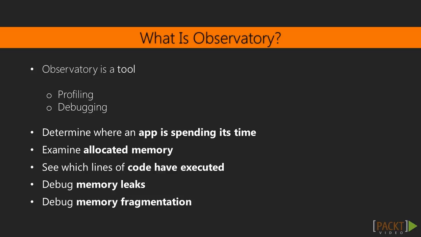A memory leak is a type of resource leak that occurs when a computer program incorrectly manages memory allocations in such a way that memory which is no longer needed is not released. You can also debug memory fragmentation when you get an out-of-memory exception.